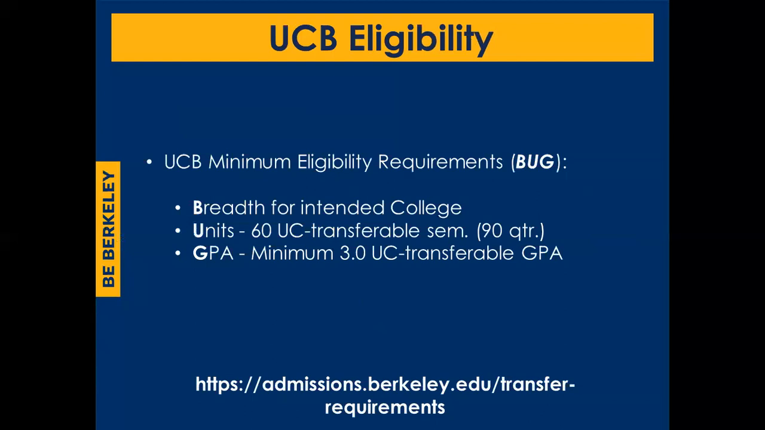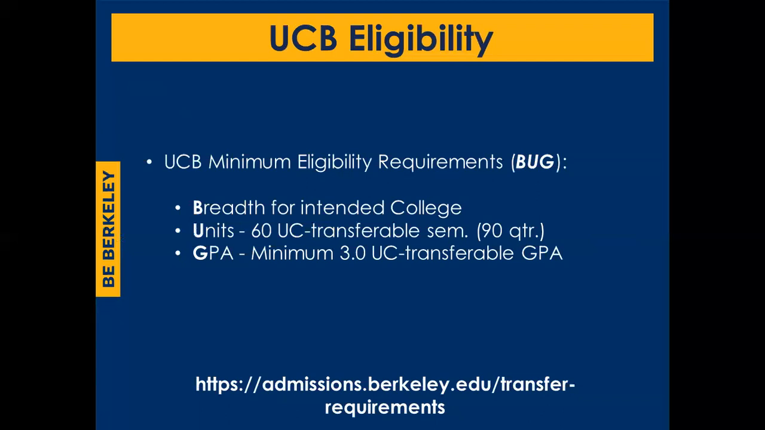Every college does have a different set of breadth requirements and has different ways of satisfying those requirements. So it's very important that you're looking at those requirements from the ASSIST website or from the colleges themselves or guide.berkeley.edu. We also will be looking for 60 semester or 90 quarter UC transferable units. That's what the U in BUG is for. And then lastly, the G is for GPA. And we do require a minimum 3.0 UC transferable GPA.